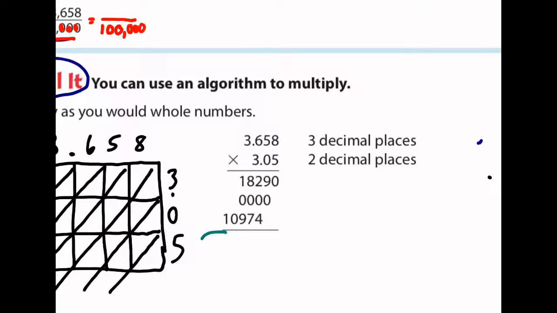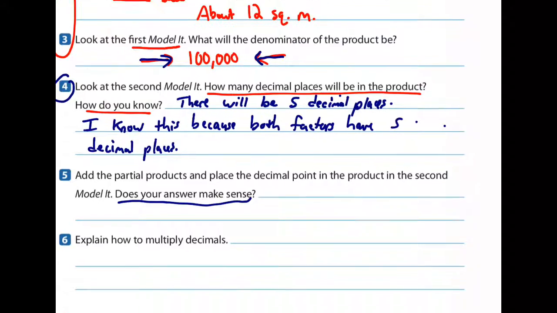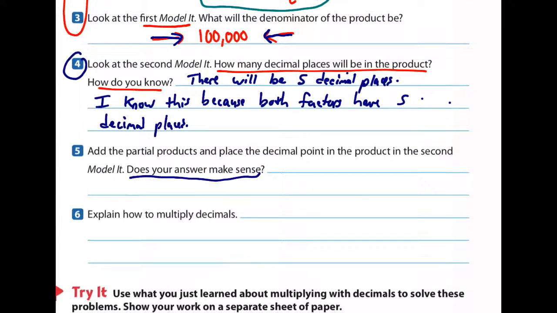Now, after you get your answer down here, place your decimal point. Remember, this tells you how many decimal digits you're going to have. Now, then, when it says, does your answer make sense? Remember your estimate up for problem 2. If your answer is not anywhere close to 12 square meters, it's not going to make sense. If it is close to 12, your answer will make sense. All right, so are you ready? Pause the video. Do number 5. When you're done, restart it. Go.